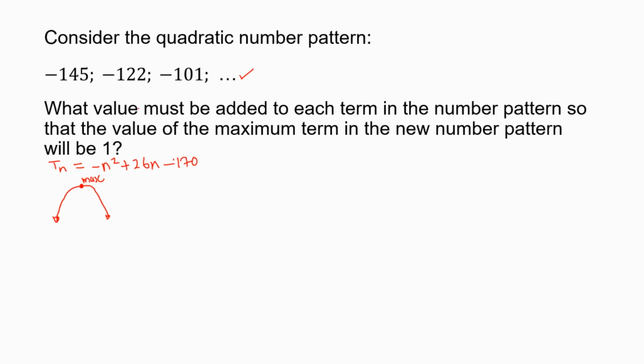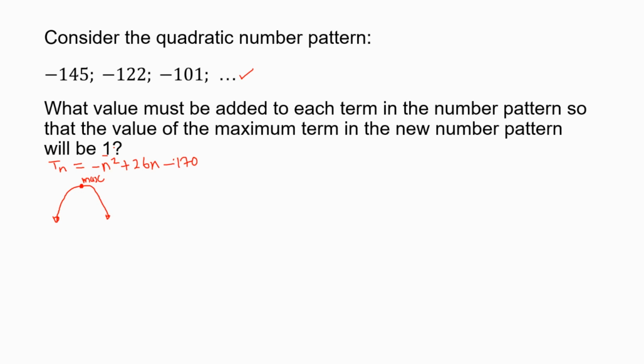The question says, what value must be added to each term in the number pattern so that the value of the maximum term in the new number pattern will be 1. So everything is going to shift upwards, even the maximum value. Let's say our maximum value is 0, we have to add 1 so that the maximum value becomes 1. If the maximum value is negative 2, we have to add 3. If the maximum value is negative 5, we have to add 6 so that the maximum value is 1.